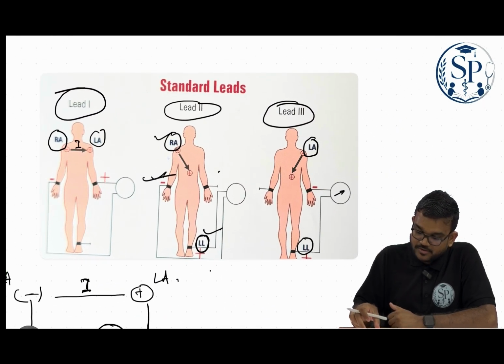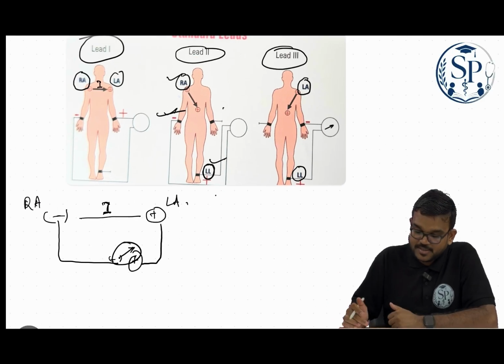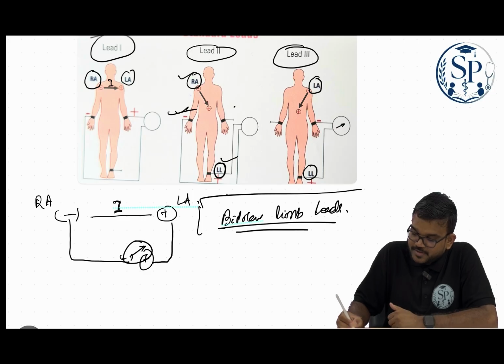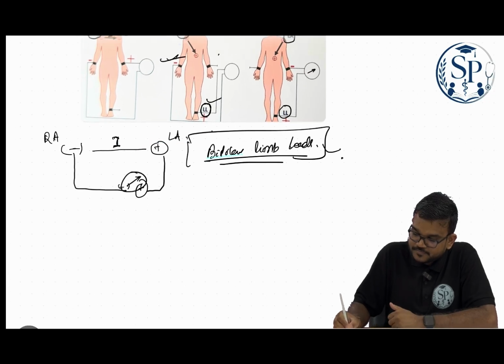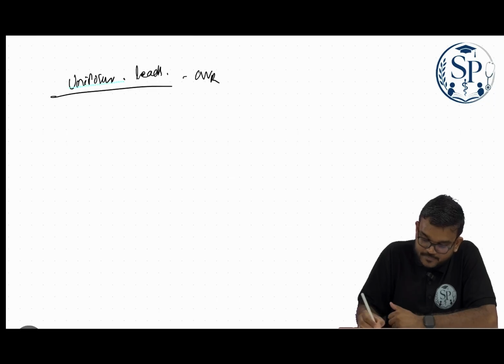so this is all about standard leads, because they record the potential difference between two arms. That's why they are called bipolar limb leads. Okay, now the unipolar leads are AVR, AVL and AVF.